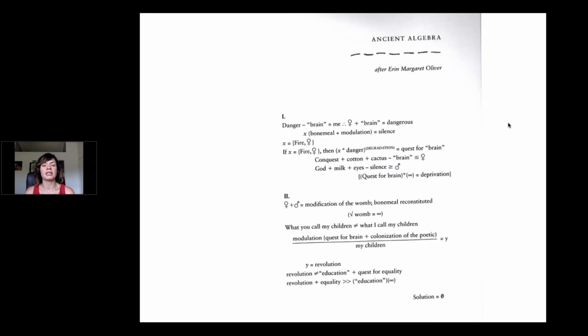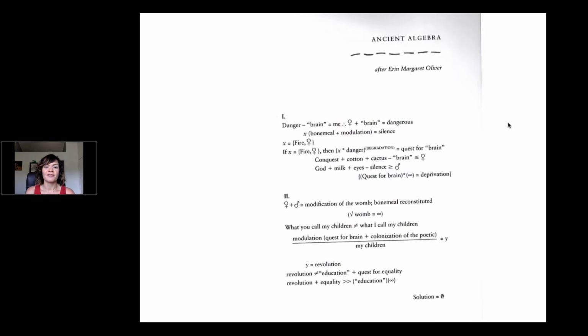So danger minus, quote, brain equals me. The three dots mean therefore, and that, of course, is the symbol for female. Therefore, female plus brain equals dangerous. X times bone meal plus modulation equals silence, where X equals fire and feminine.